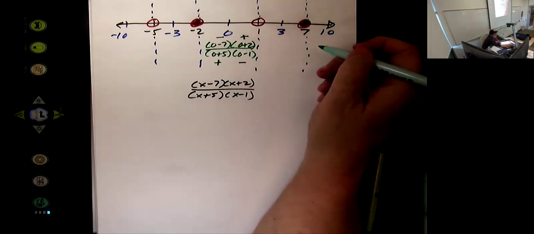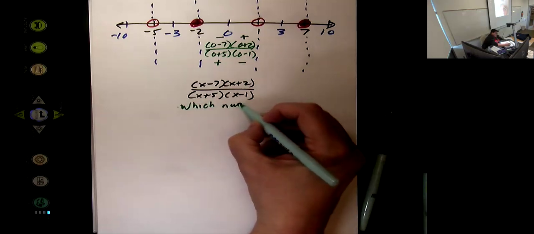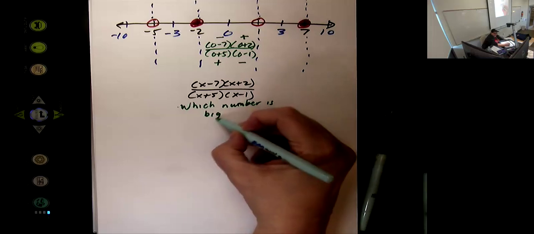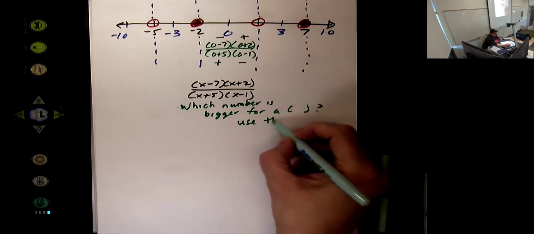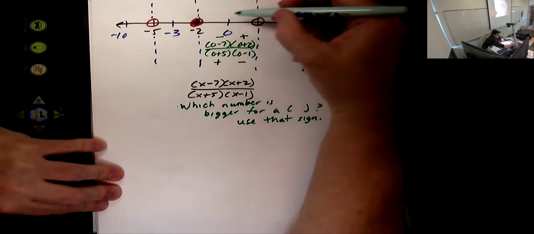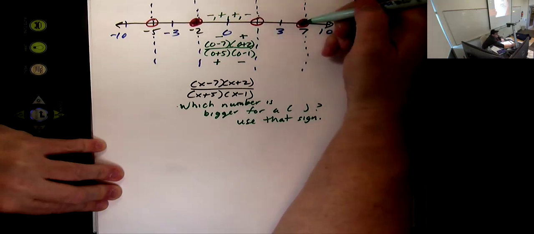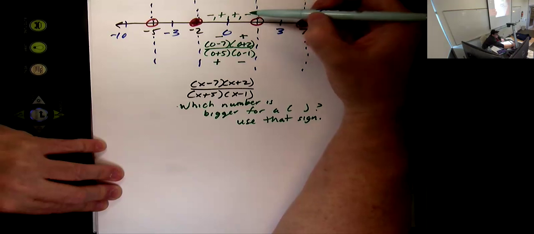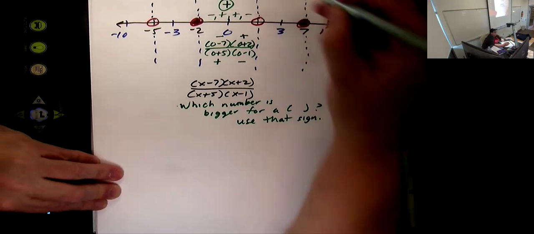When you're using other numbers though, sometimes it's just which number is bigger, use that sign. That's really what it boils down to. Which number is bigger? For parentheses, use that sign. So this region has a negative, a positive, and a negative. And remember, every 2 negatives cancel out and make a positive. The overall sign for this entire region is positive.